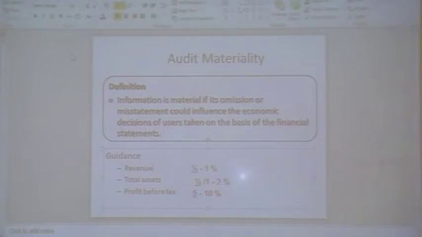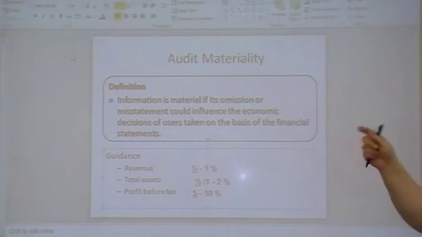Contrast this to a misstatement of 50,000 in a company with profits of 10 million. Depending on the direction of the misstatement, it could mean that the company made a profit of 9.95 million or a profit of 10.05 million. In this case, 50,000 is not material to the company. It would not influence the economic decisions of the users of the financial statements. So that's just the basis of what materiality is.